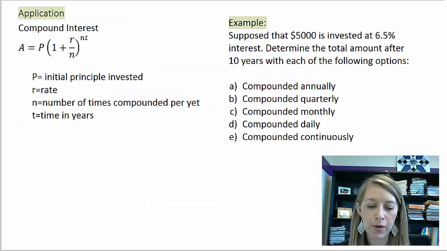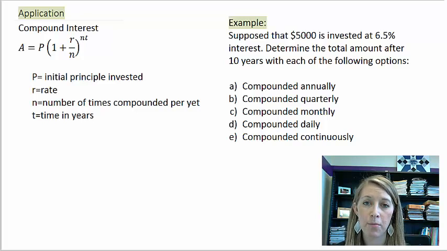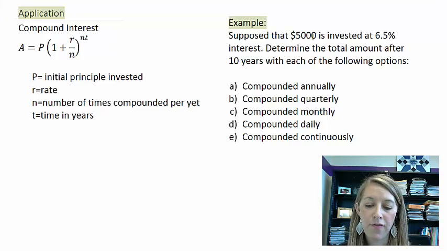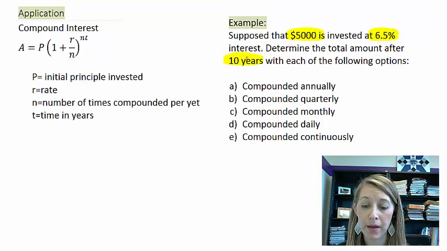So first I'm going to present you an example. We have the formula as defined before: amount equals principal times (1 plus our rate over the number of times compounded), all to the n times t, where t represents time. So we have $5,000 that's invested at 6.5% interest, and we want to determine the total amount after 10 years, depending on how we compound it.